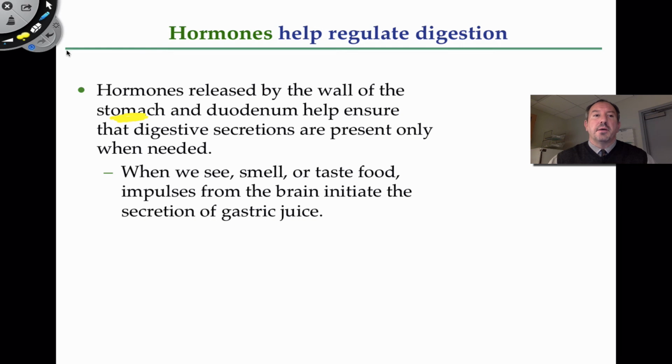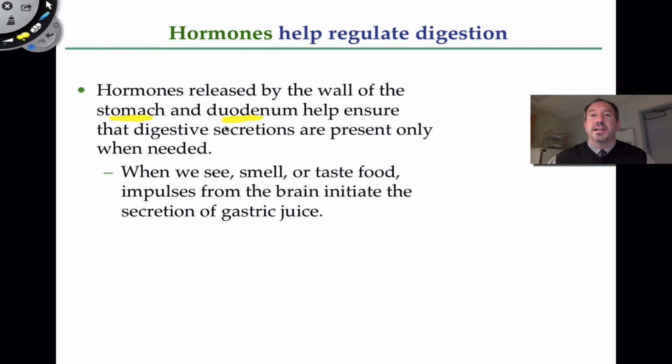So the stomach can act as a gland. We were talking about it acting as a gland before, but now it's acting as an endocrine gland because it's secreting a hormone. And then how about this? The wall of the duodenum itself is also secreting hormones, which influences digestion. So let's talk about these things.